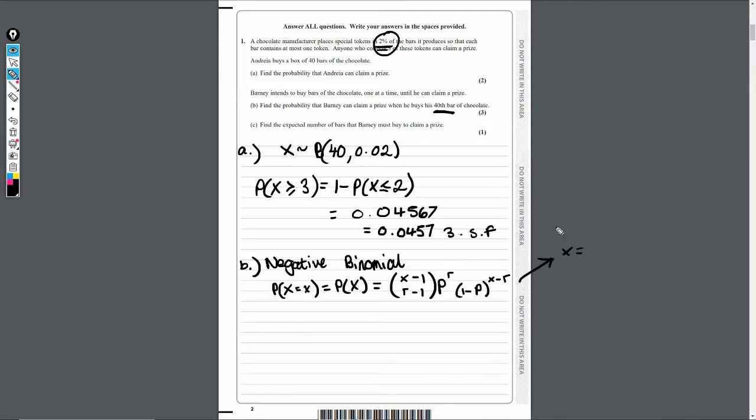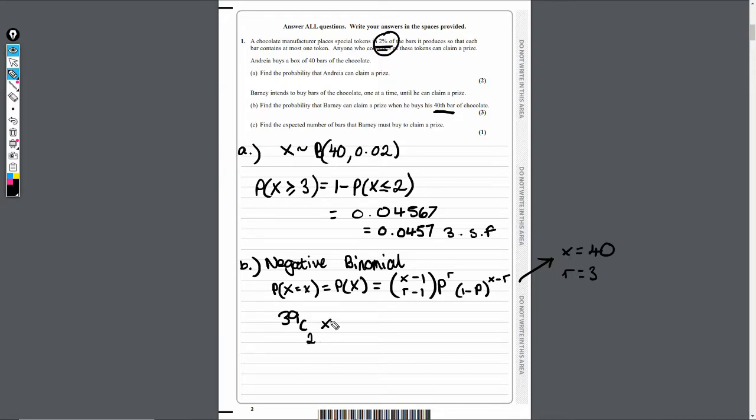Our x, that's our total sample here. That's what we're going to finish on. That's going to be 40. And our r, how many do we need? That's going to be 3, because he needs 3 tokens. So plugging this in now, what's this going to give us? Well, it's going to give us 39 choose 2 because it's x minus 1. So 40 minus 1, 39. r minus 1, 3 minus 1 is 2.